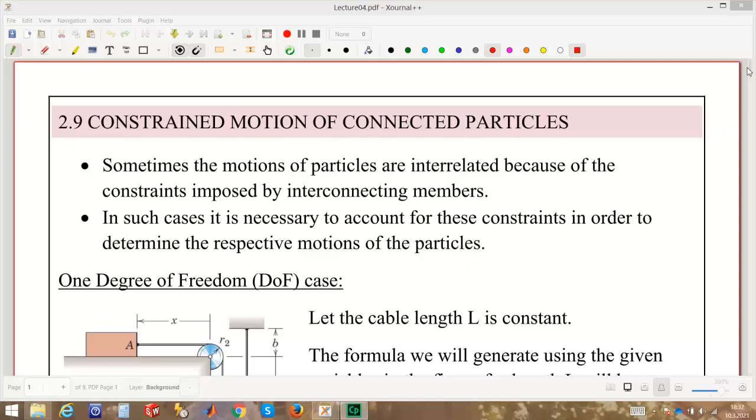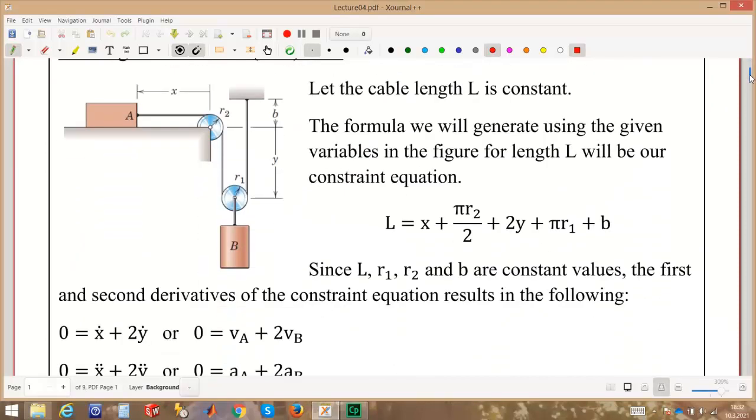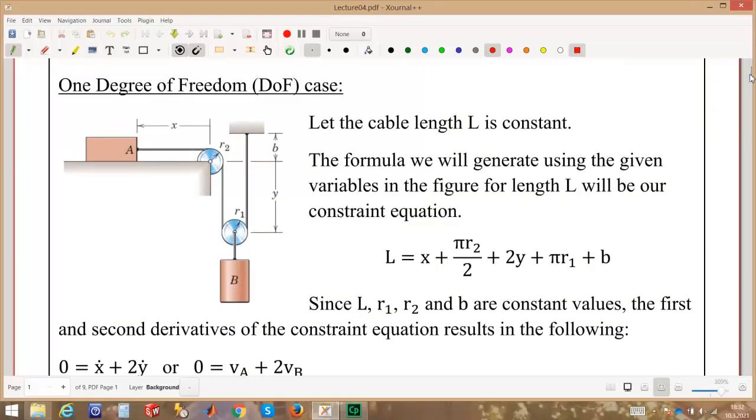Now here we're going to start off with a single degree of freedom case. That means there is only one way of motion in this type of mechanism, if we would call it like that. And this mechanism is composed of pulleys and cables. Here you see an example to understand the concept. We have this particle A and then particle B connected to each other through these cables and pulleys. There's a single cable here.